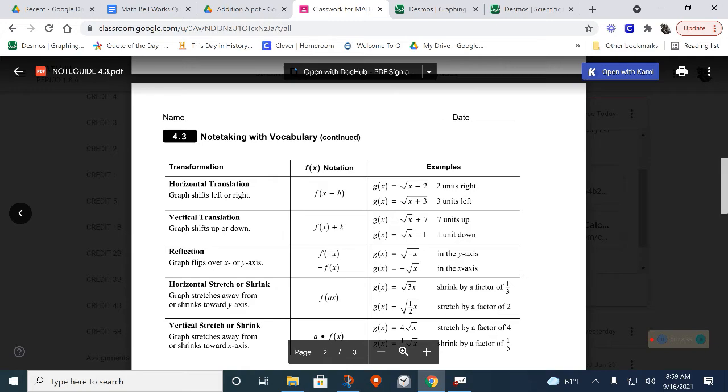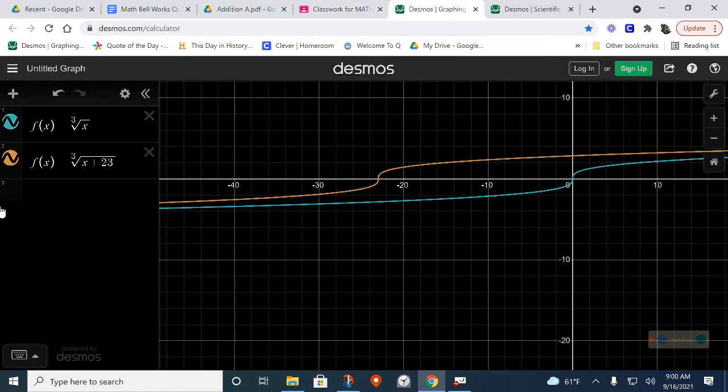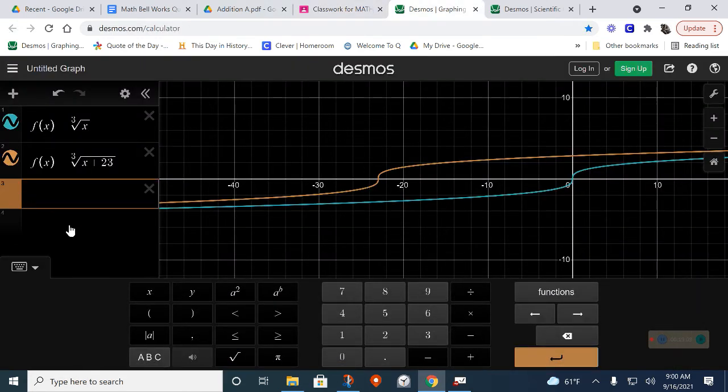Let me make another child. Let me move it up or down. But this time I'm going to put the number outside the cube root function. I'm going to do it outside of it, not inside. Notice the difference. Now the numbers are added or subtracted outside. That's going to move the function up or down. Watch. The first child was in orange. The second child will be in, let's see what the computer gives us. Another orange? That's boring.